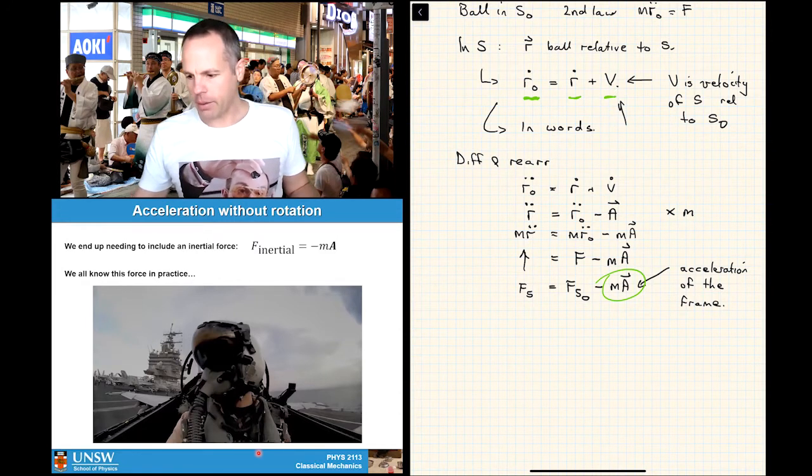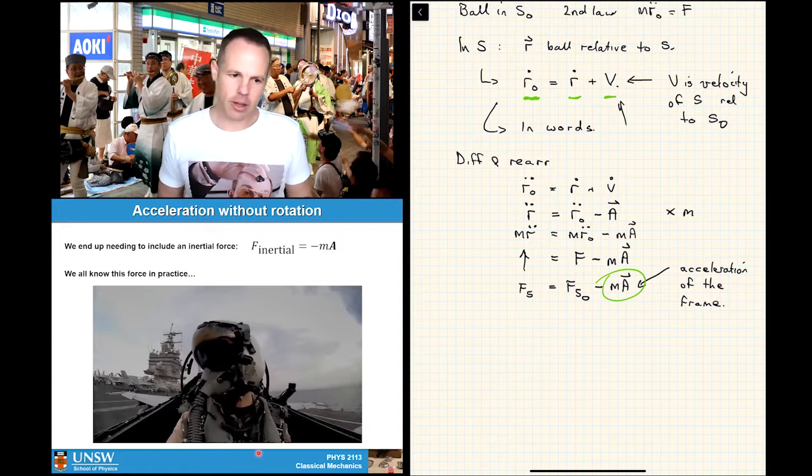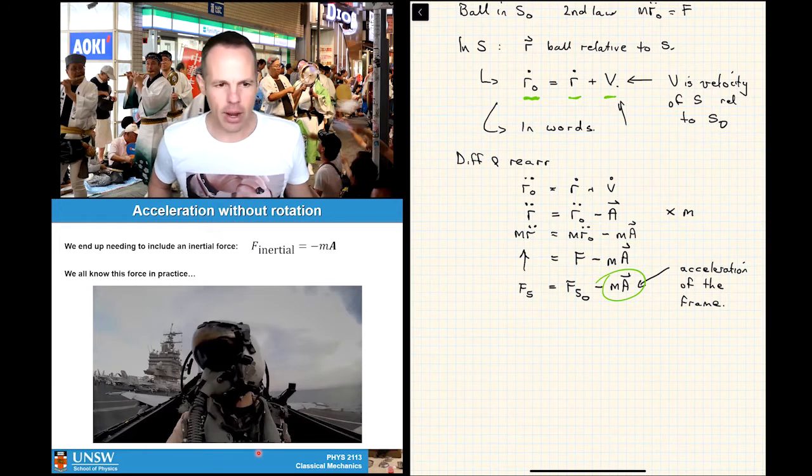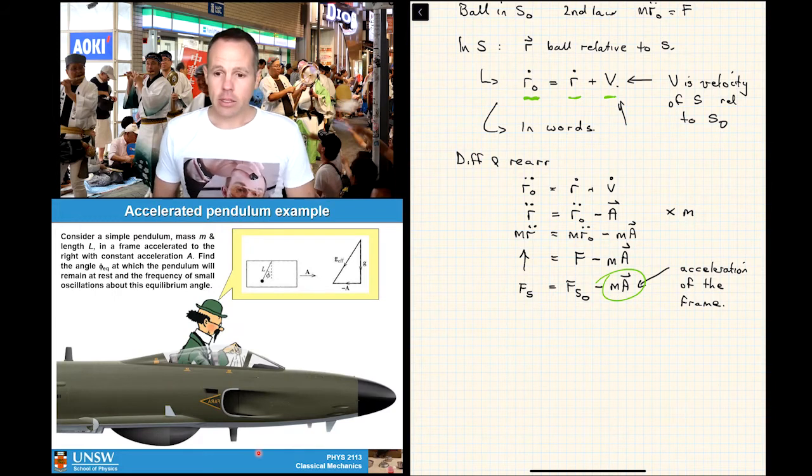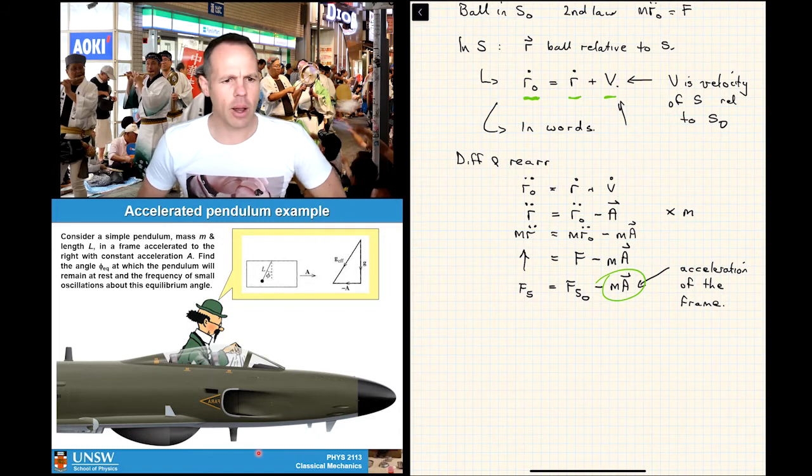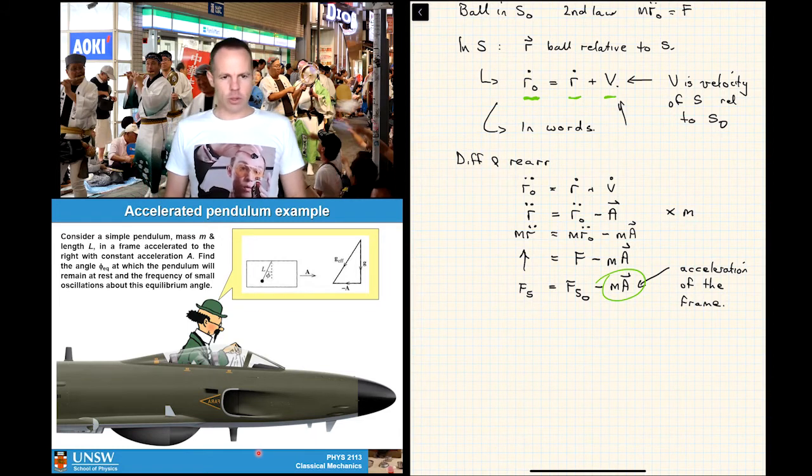And this is often why in mechanics courses people just skip over this, because they assume, well, everyone knows this, it's not very hard, and they'll figure it out from the rotational frames. But I actually like to do it explicitly because it's really useful to see it done. So I'm going to do a quick example here, because sometimes you do actually see this turn up in problems. This is a problem that you sometimes call the accelerated pendulum problem.